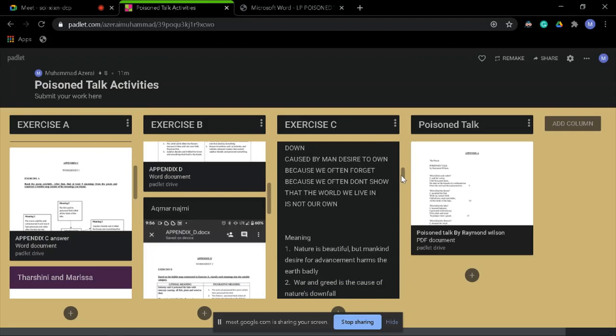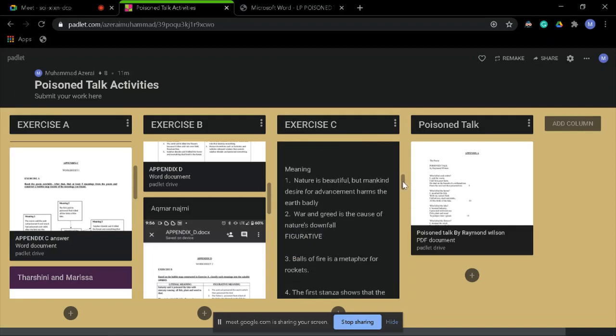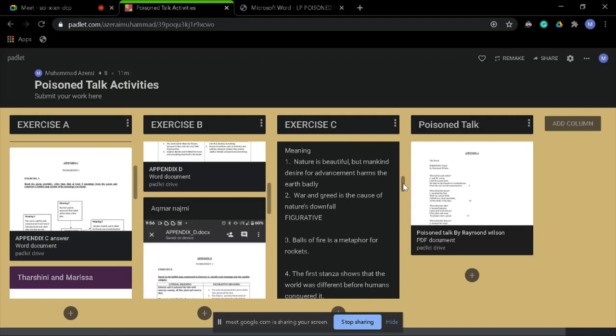Okay, that's a good poem. Give a hand for Najmi. So, what is the meaning of your poem? Wow, very good. That's very energetic. Great student. The first meaning, nature is beautiful, but mankind's desire for its own species' advancement harms the earth badly.